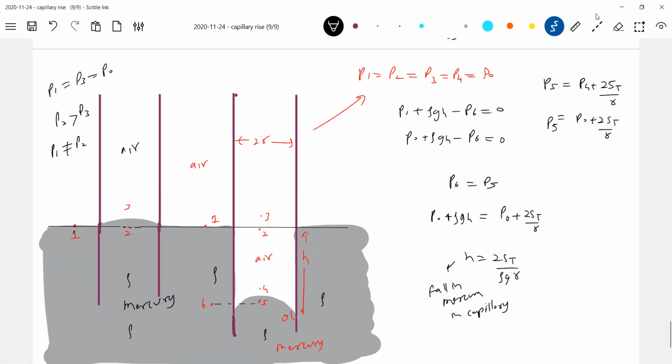Now tell me which liquid will rise in a capillary and which will fall. If the angle of contact is less than 90 degrees, it will rise. If the angle of contact is more than 90 degrees, it will fall. What happens at an angle of contact of 90 degrees? No change. The liquid will neither rise nor fall. Example, silver and water. If the capillary tube is made of silver and you bring pure water, with no impurity, it will not rise. That we'll discuss in the coming classes.